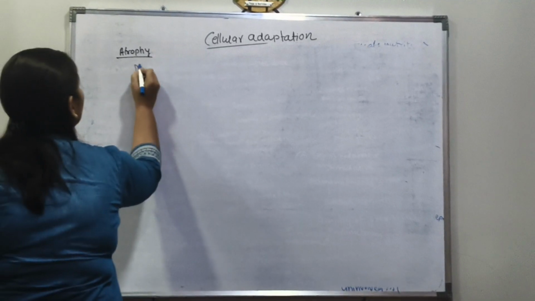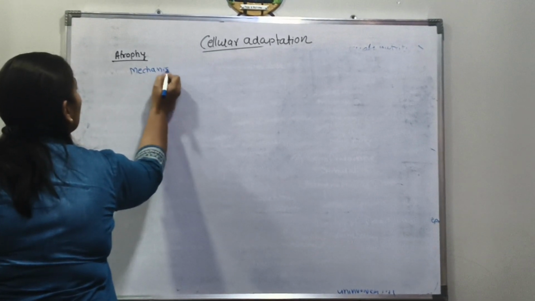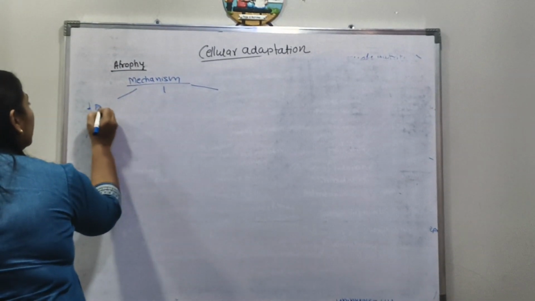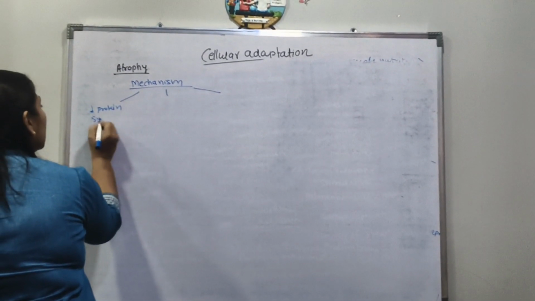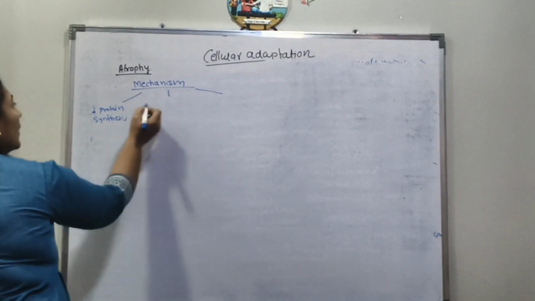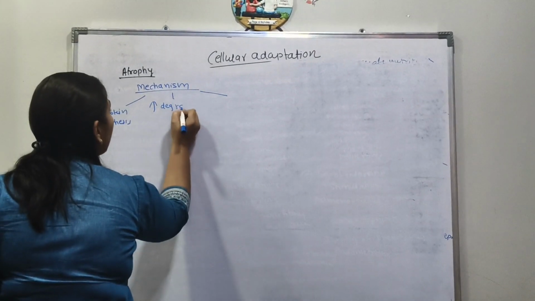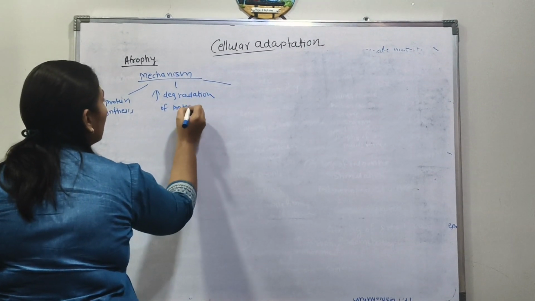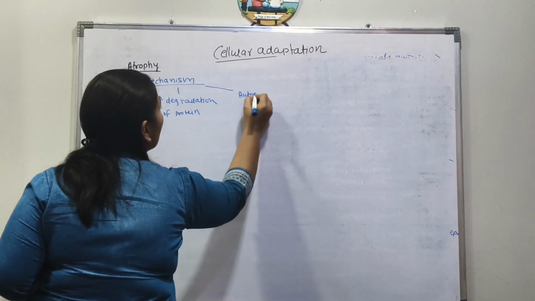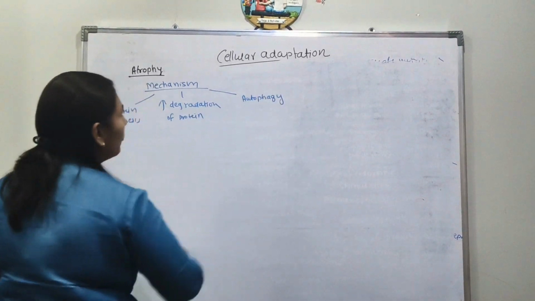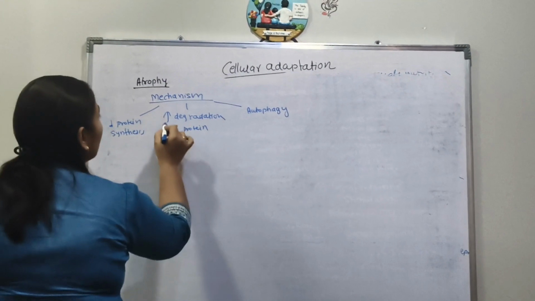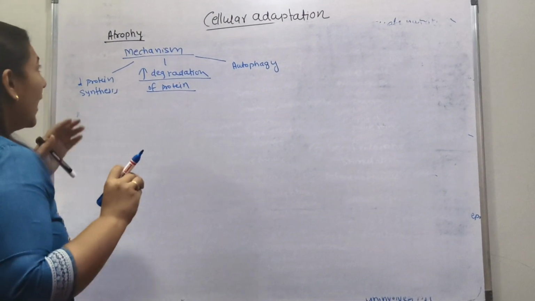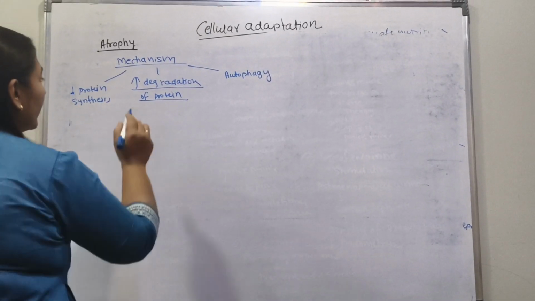Mechanism of atrophy. Mainly atrophy occurs because of three reasons: decreased protein synthesis, increased degradation of protein, and the third one is autophagy. These three factors are responsible for atrophy. Among these, increased degradation of protein is very important in causing atrophy.